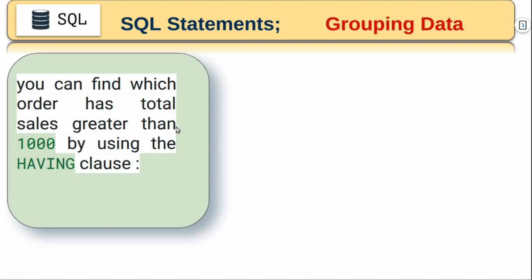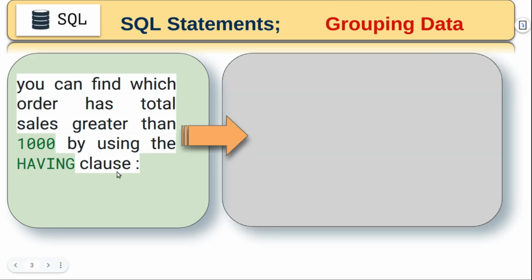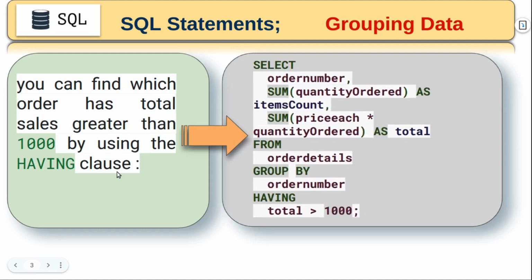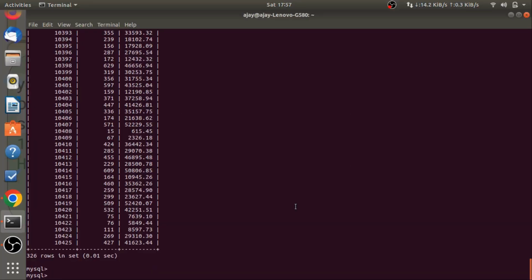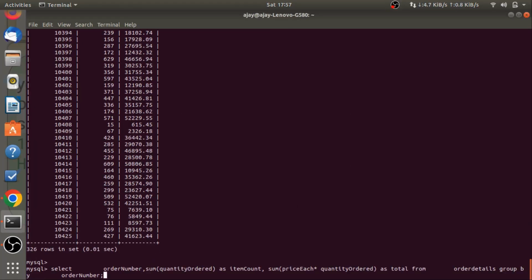Here you can find which order has total sale greater than 1000 by using the having clause. So let's see what will be the query. Here you can see this will be the query, right? And in the last we need to put the having clause. That means we have to put the condition on the group, right? So let's practice this on a terminal, right?